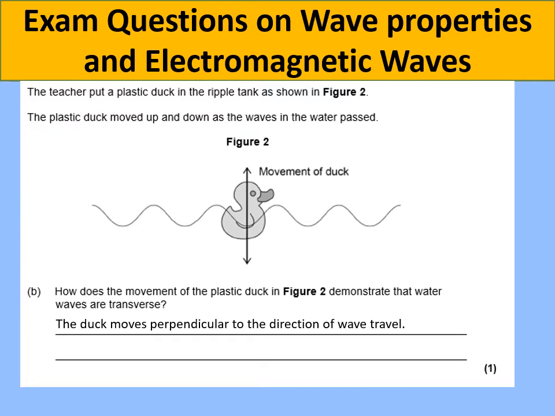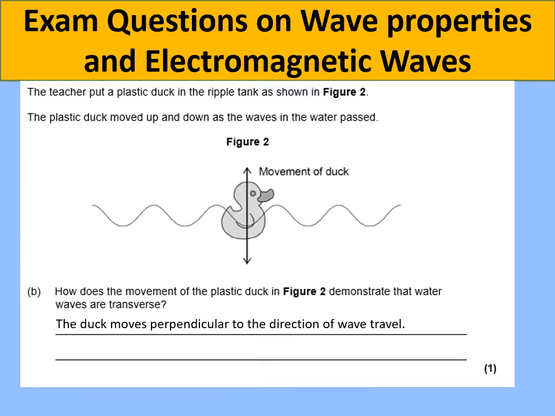So the next part of this question, part B, says the teacher then put a plastic duck in the ripple tank as shown in figure 2. The plastic duck moved up and down as the waves in the water passed by. There you can see the movement of the duck up and down. B, how does the movement of the plastic duck in figure 2 demonstrate that water waves are transverse?